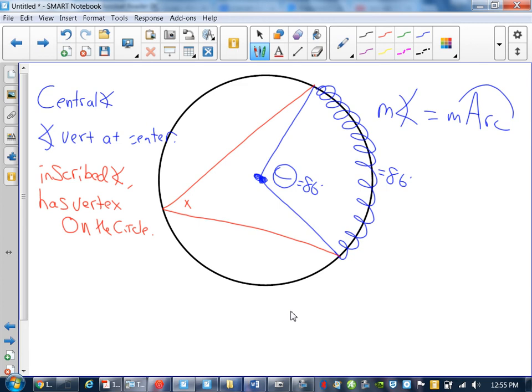Okay. So central angles equal the arc they hit. What did inscribed angles equal? Half the arc they hit. So an inscribed angle equals half the arc. So this angle runs into an arc measure of 86, which makes that inscribed angle how much? 43, very good.